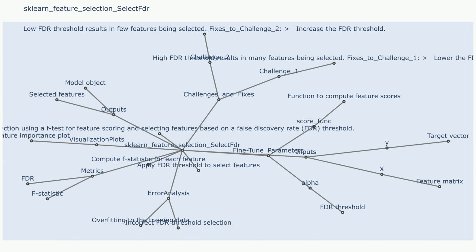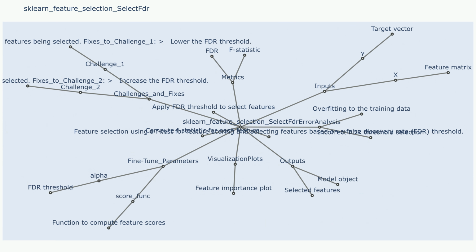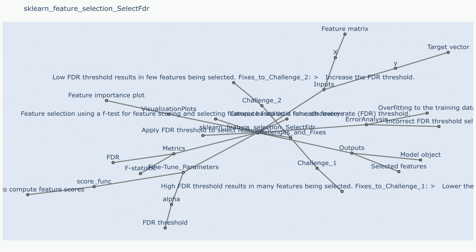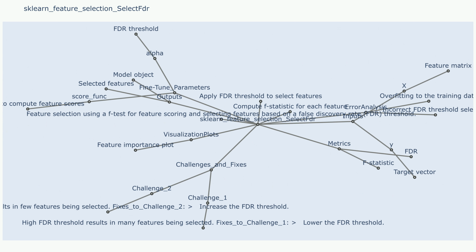Visualization plots. Feature importance plot, a bar chart showing the importance of each feature. Scatter plots for regression tasks. Scatter plots can be used to visualize the relationship between the features and the target. Confusion matrix for classification tasks. A confusion matrix can be used to visualize the performance of the model on each class. Receiver operating characteristic, ROC curve, for binary classification tasks. An ROC curve can be used to visualize the trade-off between true positive rate and false positive rate.